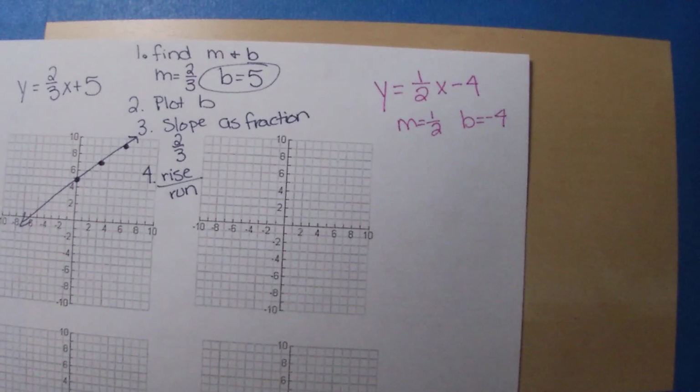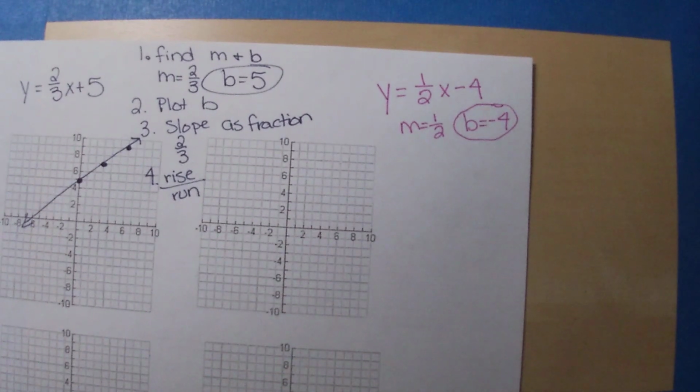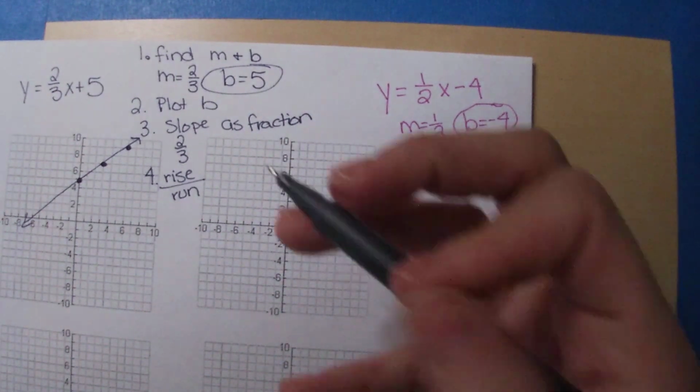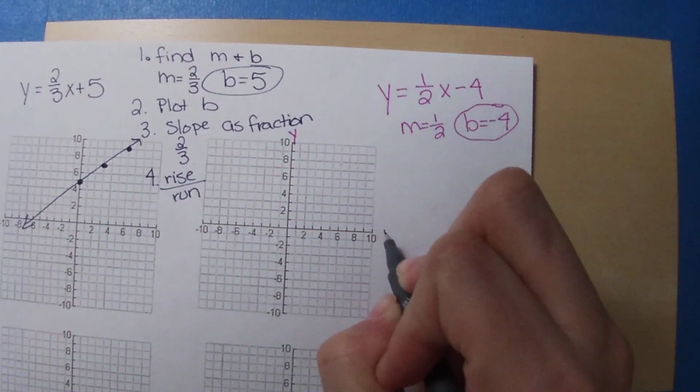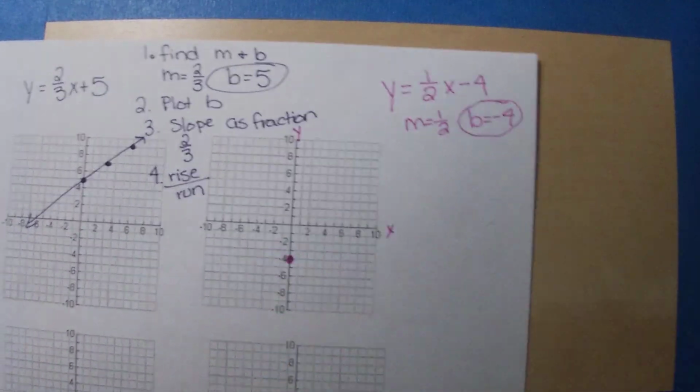The first thing that we are going to plot is our b, right? Our b is our y-intercept. So we are going on our y-axis, right? This one is our y. So I'm going to go to -4 and I'm going to make a point.